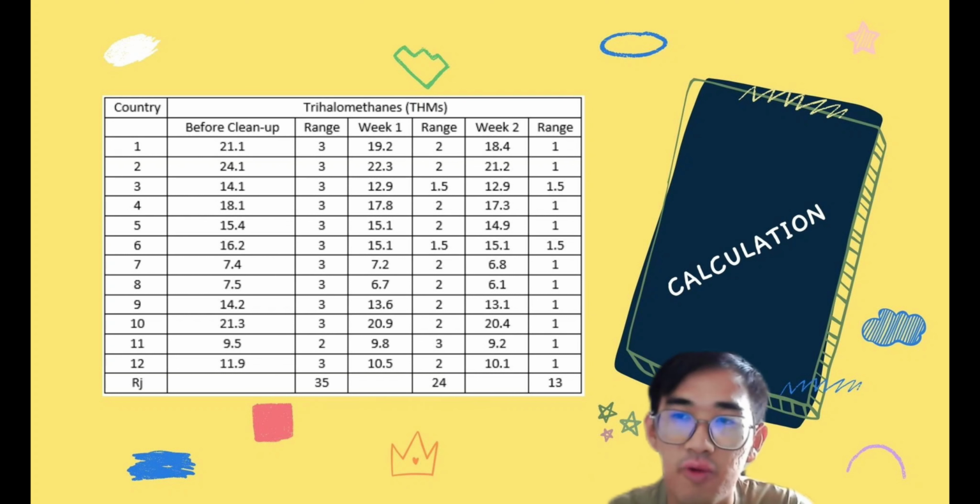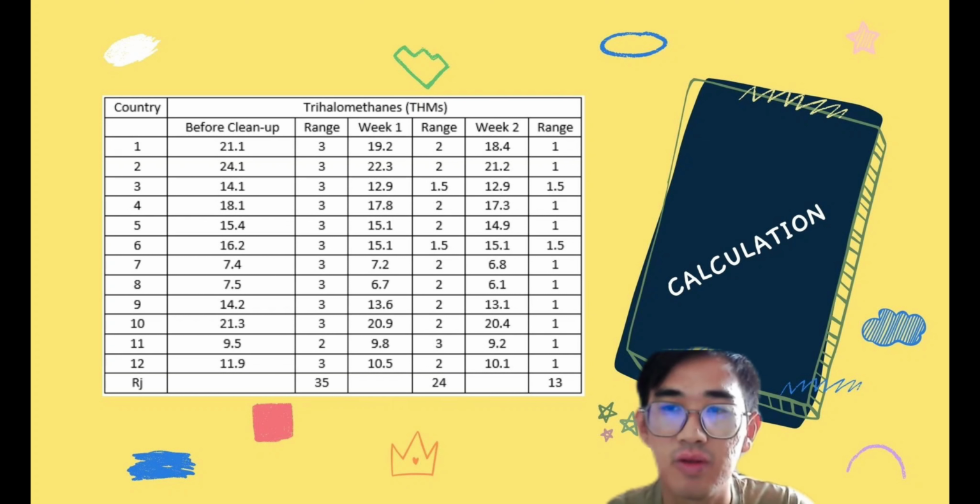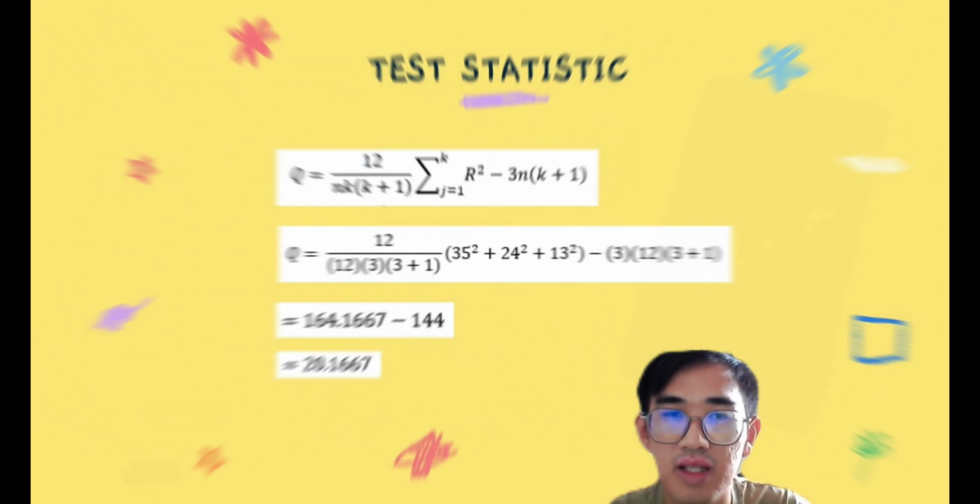For instance, we look at the first country. The before clean out category would have the greatest rank, 3, 2 for 1 week later, and 1 for 2 weeks after clean out. The following countries apply the same ranking method, and so on. The total ranking values are summed for their respective time periods, which are 35, 24, and 13 respectively.